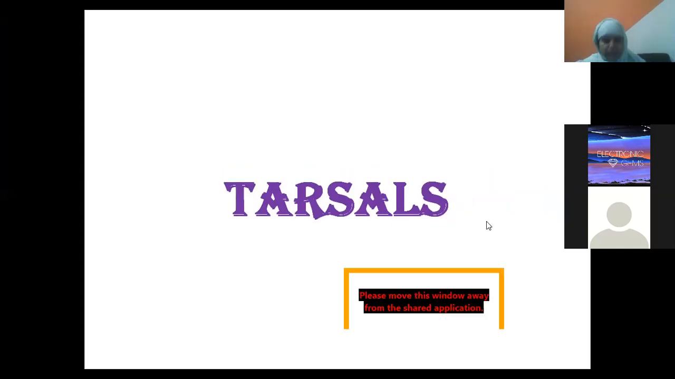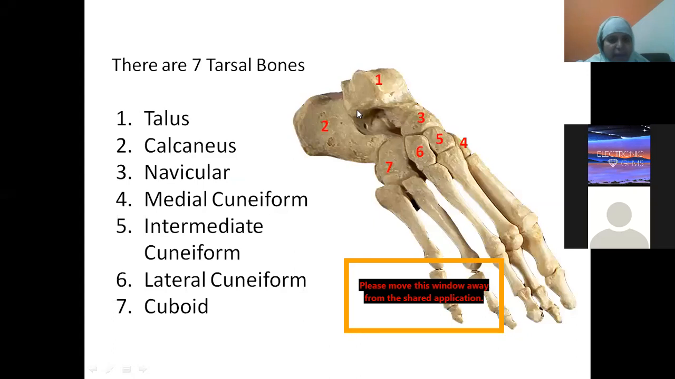Before I start tarsals, I'm giving you a small work of 5 minutes, beta. What you will do is, you draw the femur showing the linea aspera. Tarsals. So what are the various bones we have in tarsals? I hope you can hear me.